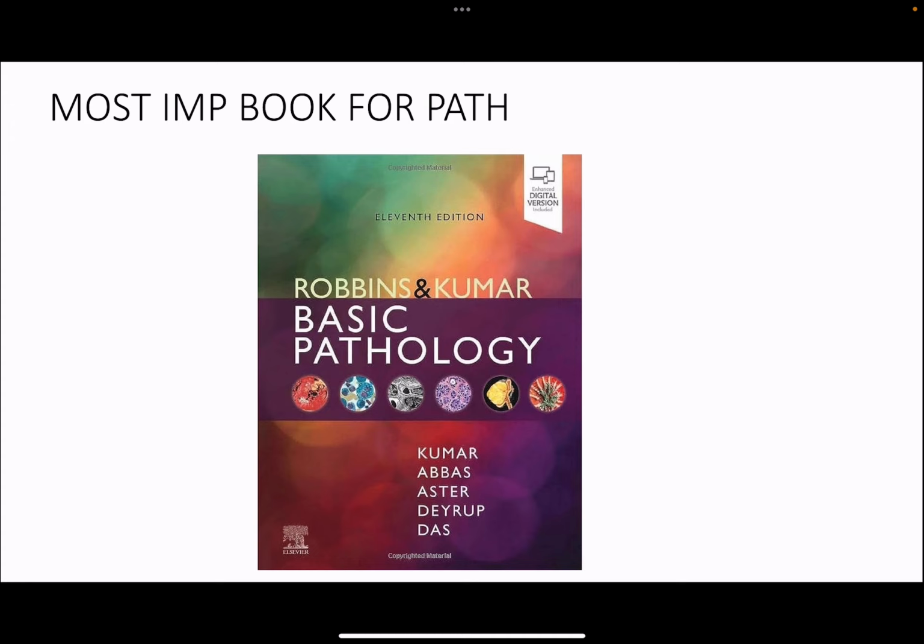And last but not the least, the Bible of Pathology, Robbins, 11th edition. It's a two-volume set.